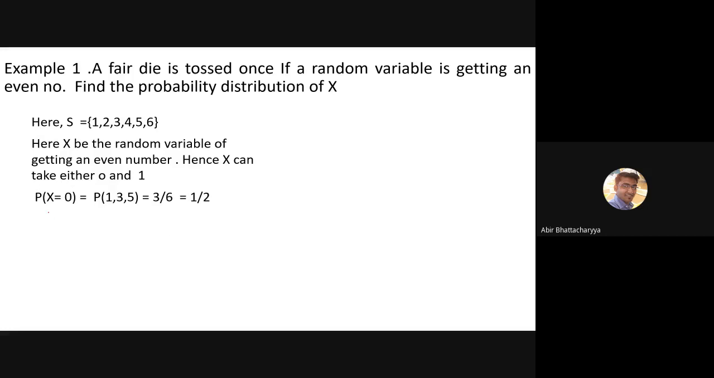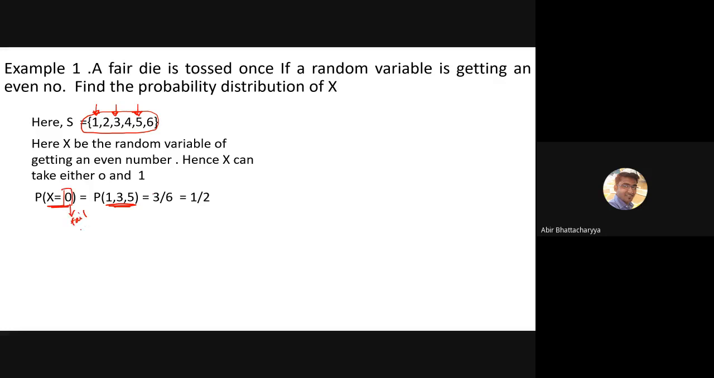X equals 0 means whenever I fail. Failed means whenever I'm getting the outcomes like 1, 3, 5. Whenever I'm getting outcomes like 1, 3, 5, what is the probability? Probability is 3 by 6. Total possibilities are 6, and I'm getting 1, 3, or 5. 1, 3, or 5 means not an even number, it's an odd number. So x equals 0 stands for fail.